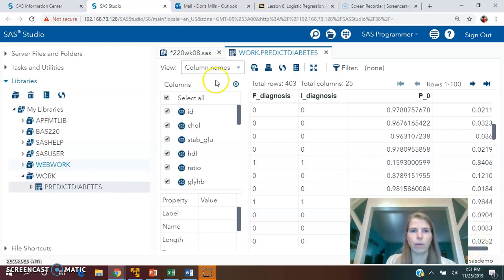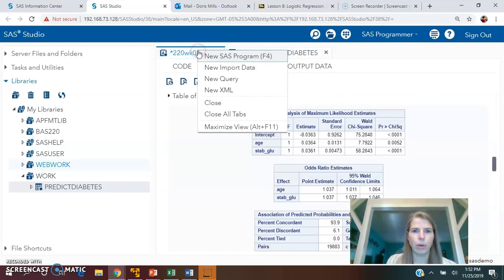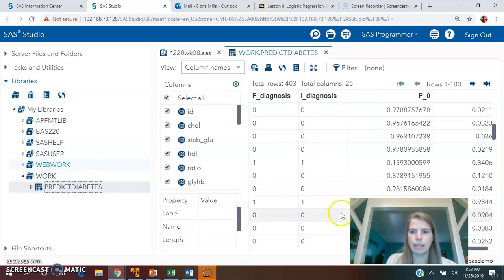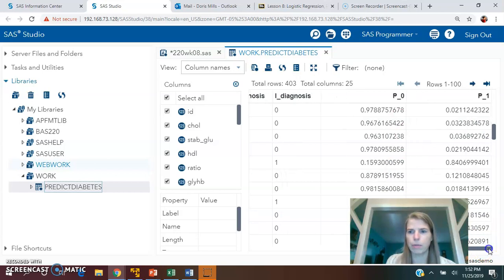All right, so let me review for a moment. Going back to our code, we will include a score statement in our logistic code to have SAS find our probabilities for us. In that data set, we will end up with 4 additional columns from our original data set. The probability that we do get the diagnosis, the probability that we don't. When that probability is 0.5 or greater, we'll get a 1 in the I diagnosis column. When it's less than 0.5, we get a 0.